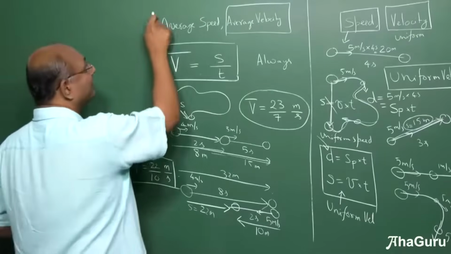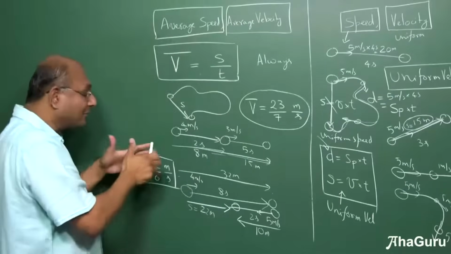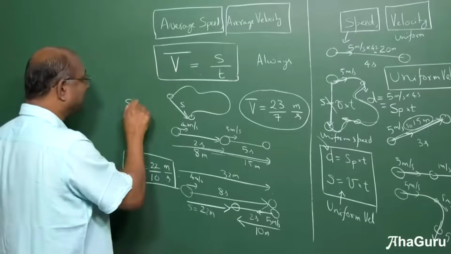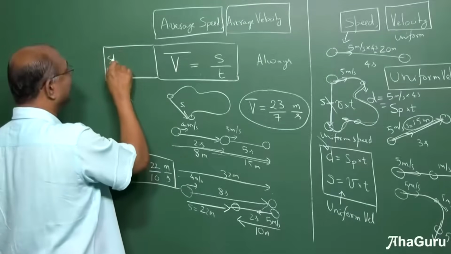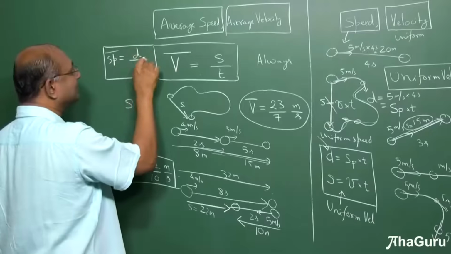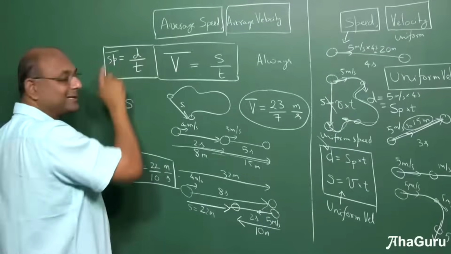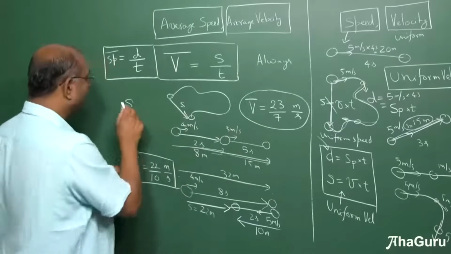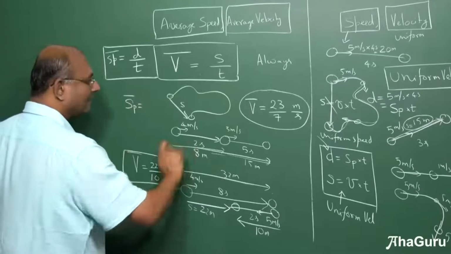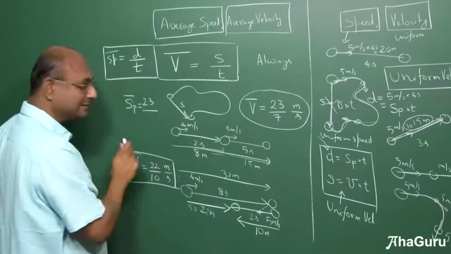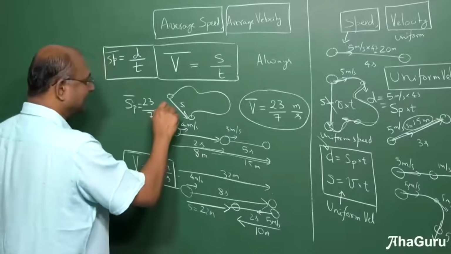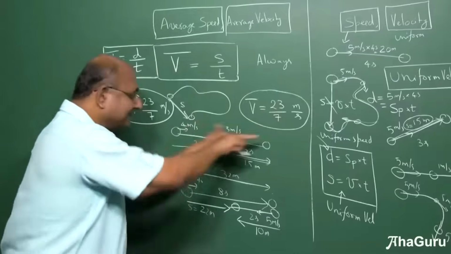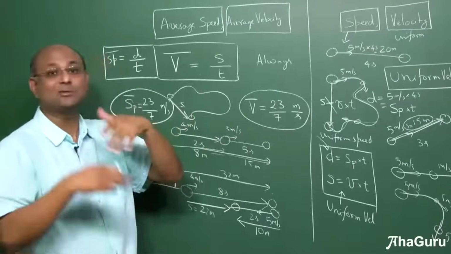But therefore we want to define something called average speed because I want to know how much distance I have traveled, not how much displacement. So I'm going to define average speed here. Average speed is total distance by the total time. What is the total distance? 8 plus 15. How much is the average speed? 23 meters divided by 7 seconds. So 23 meters per second. Isn't this the same as that? Yes, because total distance is 23, total displacement is also 23.